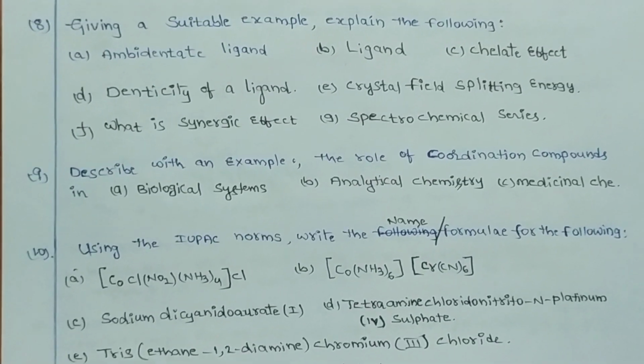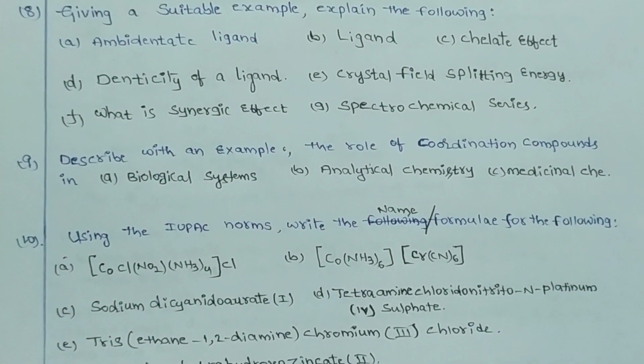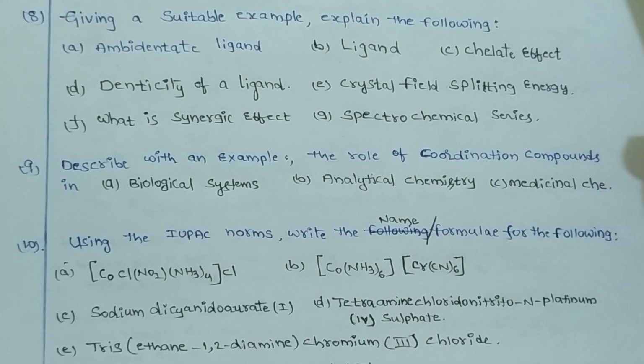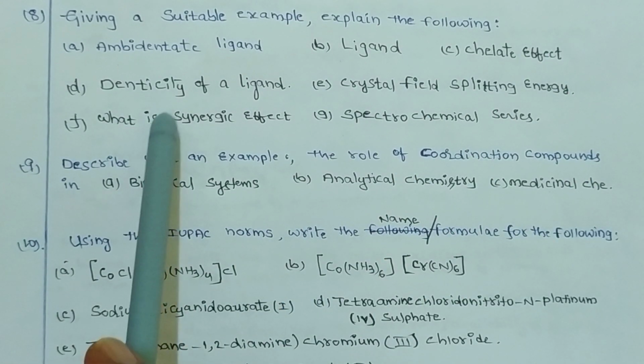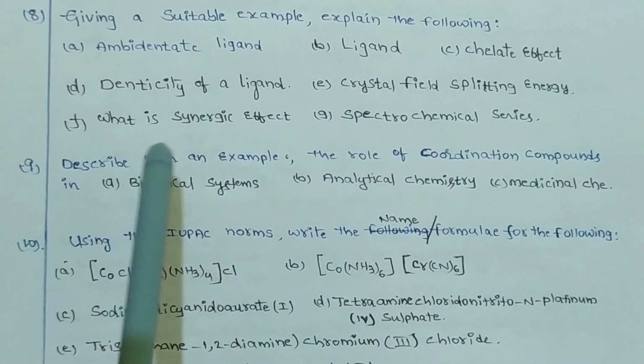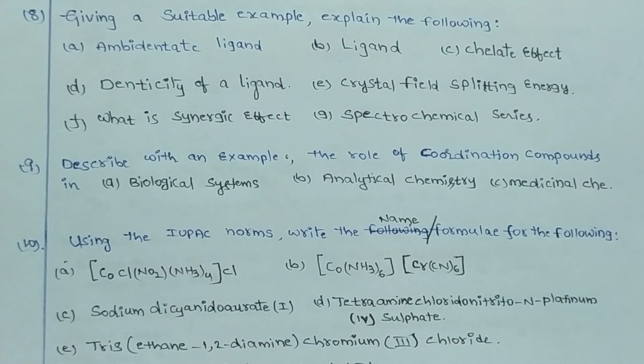Next one is the ninth question: give a suitable example and explain the following definitions. What is an ambident ligand with an example? What is a ligand with an example? What is the chelating effect, with an example? What is the denticity of a ligand? What is crystal field splitting energy? What is the synergic effect? What is the spectrochemical series? Those definitions we have to write.